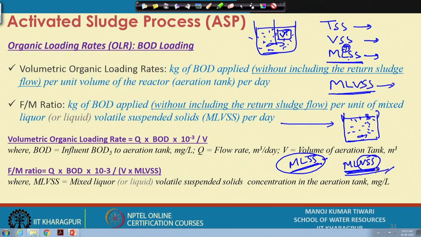The food to microorganism ratio is essentially the amount of BOD applied, or the amount of organic matter inflow coming into the system, per unit MLVSS per day. So, in a day, for a unit amount of microorganisms, what is the food to microorganism ratio? M stands for microorganism, that is biomass, which is represented by MLVSS here, and F is the food, which is represented by BOD. So, the ratio of BOD to MLVSS in a day is basically the F by M ratio.